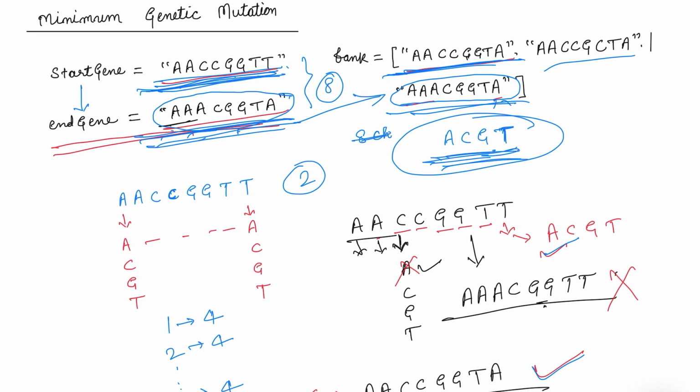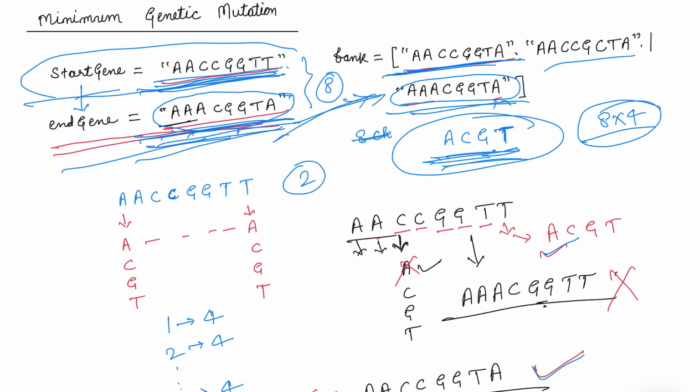See, total there are 32 cases, 8 into 4. So after all 32 cases, if we can't reach this end gene, then that is not possible. Although this end gene can be available inside the bank, but after total 32 mutations of a start gene, if we are not able to find this end gene, then in that case also it is not possible.